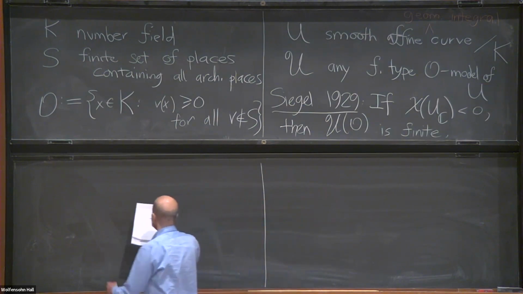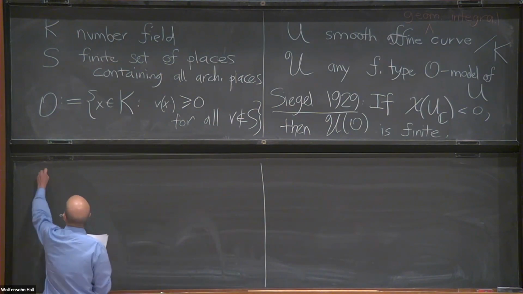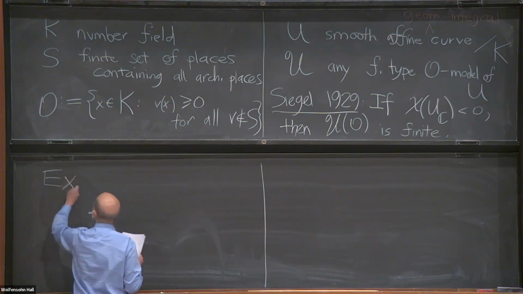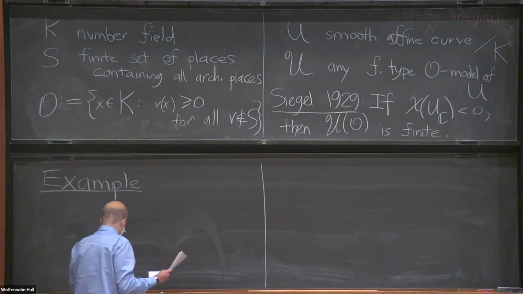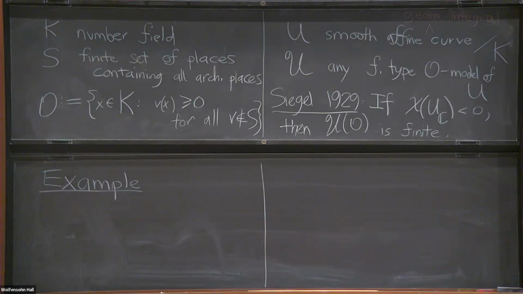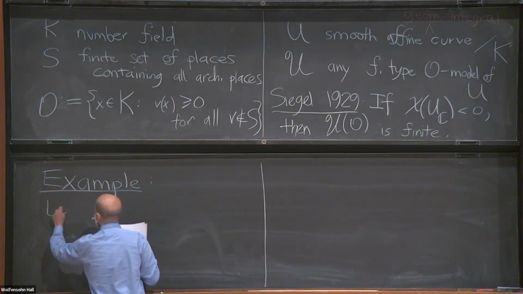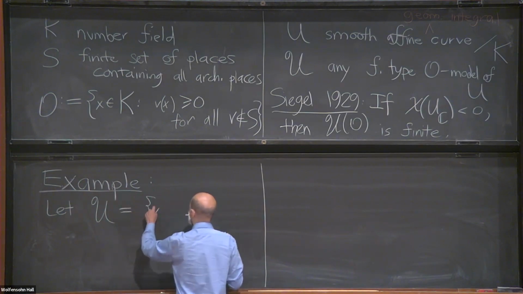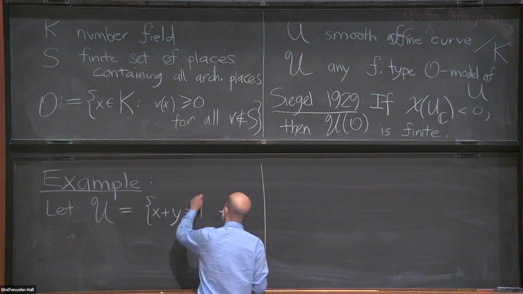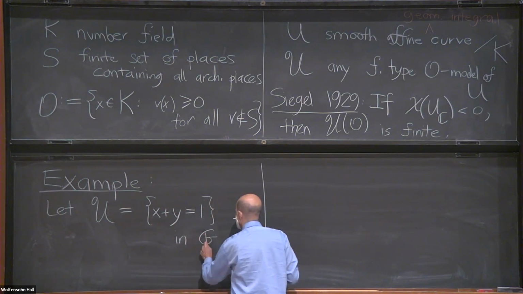All right, so let's take one of the simplest examples. It is where we take the curve. Okay, we'll let this model be the curve given by the equation x plus y equals 1, but I take this inside G_m cross G_m.